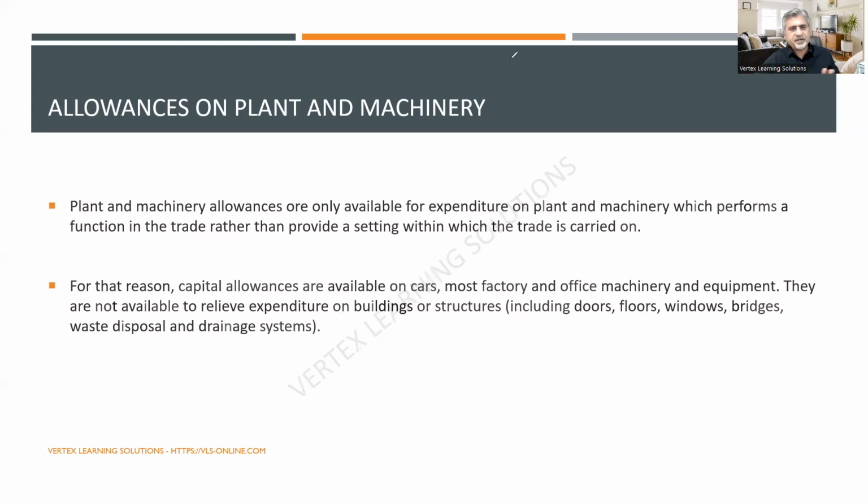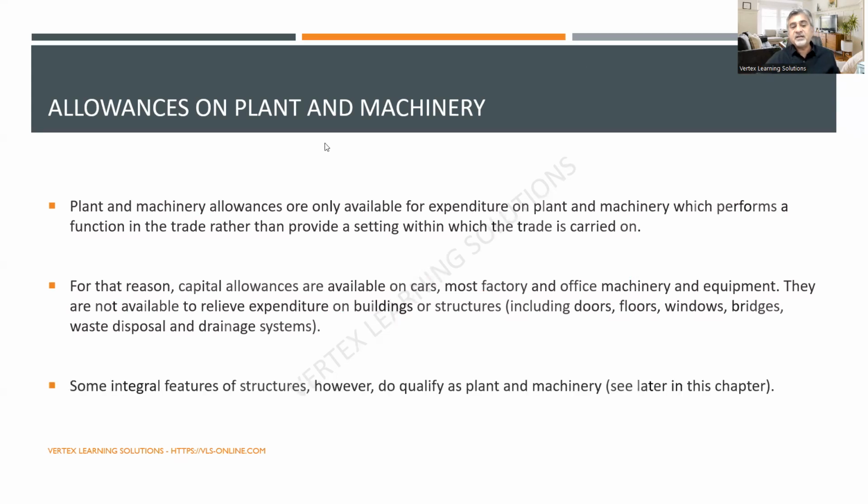So plant and machinery allowance. Some integral features of structure, however, do qualify as plant and machinery. We will discuss it later as well. I said that structures are not plant and machinery, but some part of the structure might be included in plant and machinery. I give you an example. We will discuss it later, but it is coming to mind: you say that structure is not plant and machinery, and then that some part of structure might be. So what could be the example?